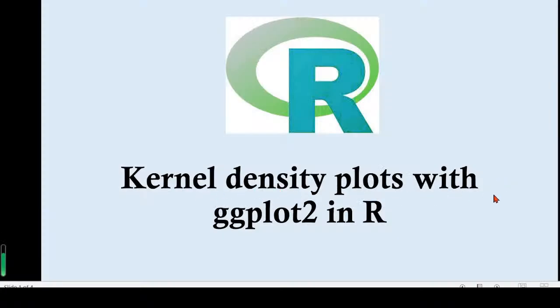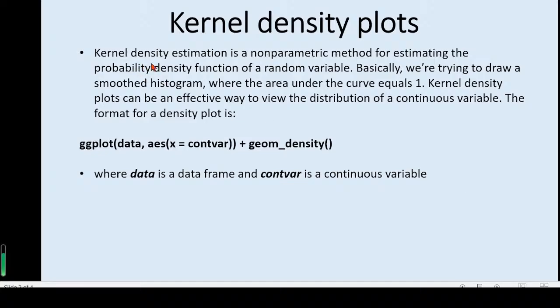Kernel density plots. A kernel density estimation is a non-parametric method for estimating the probability density function of a random variable. So basically, we're trying to draw a smooth histogram where the area under the curve equals 1. And a kernel density plot can be an effective way to view the distribution of a continuous variable. The format for a density plot is ggplot, then plus a geom_density function. And data is the data frame, and this is the continuous variable.